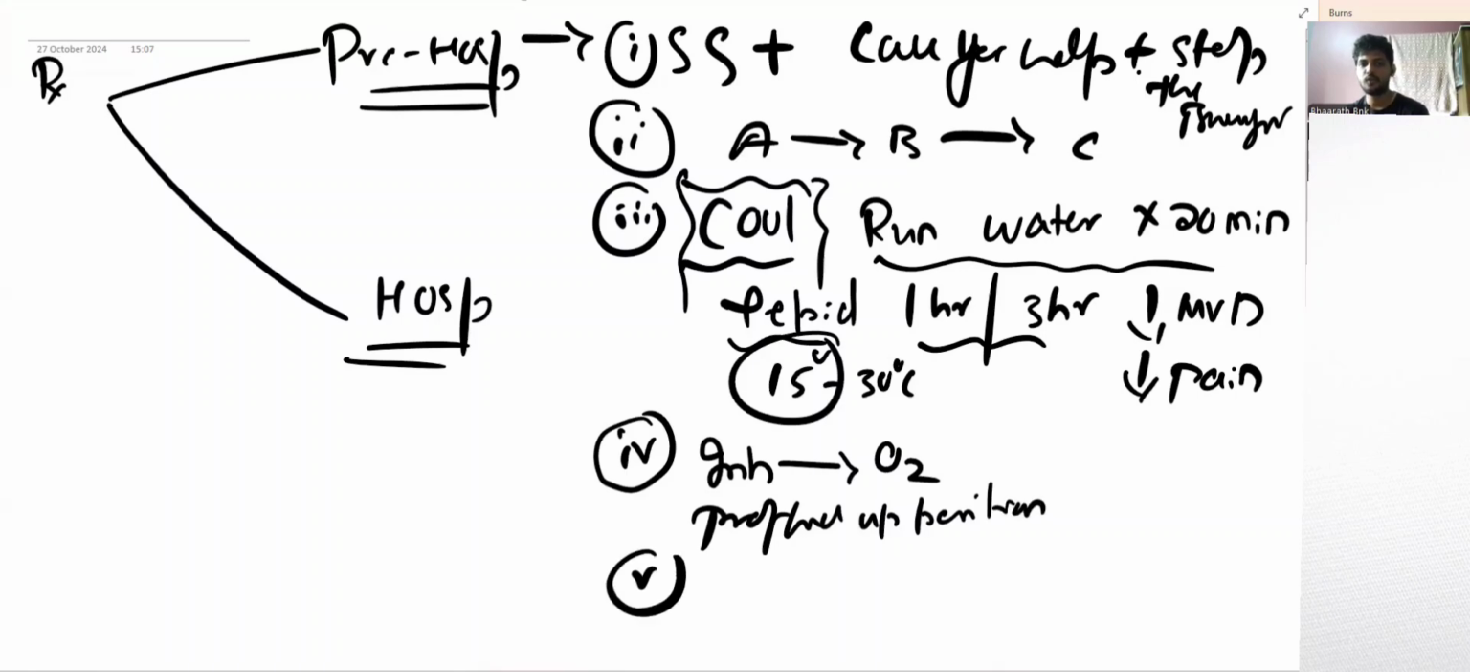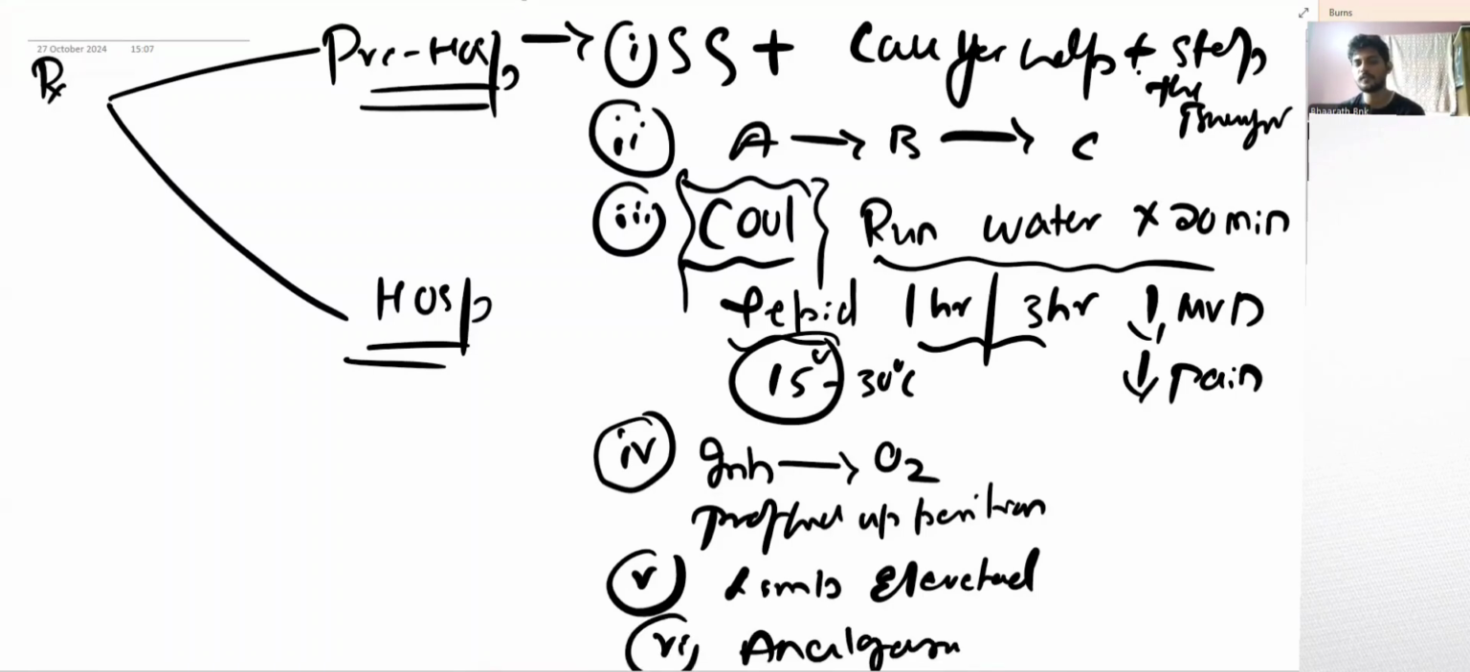And then you keep the affected limb in an elevated position, because if the limb is not elevated, there is already a stasis, and that will increase the venous stasis. This venous stasis will again lead to edema. All those things happen. So you try to keep the limb in an elevated position. And sixth is analgesia. Remember, for all practical purposes, whenever you want to give an analgesic to the burn patient, please do not give an IM injection. Always give an IV analgesic to a burn patient.